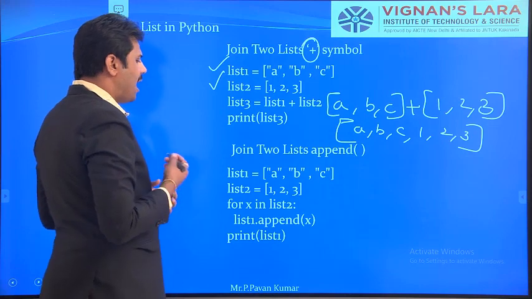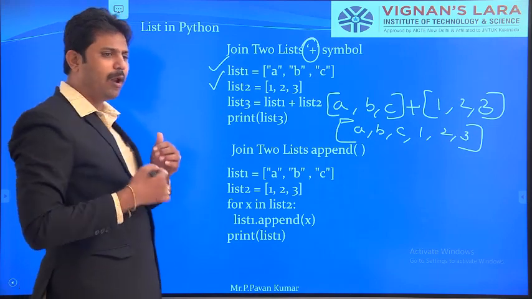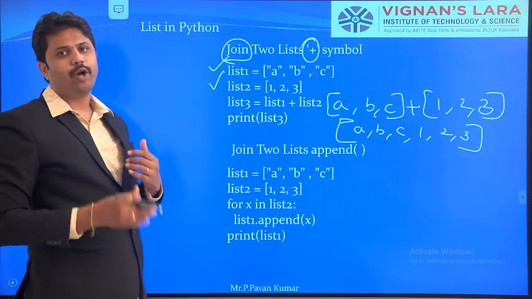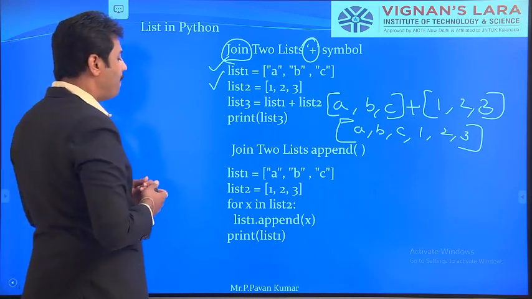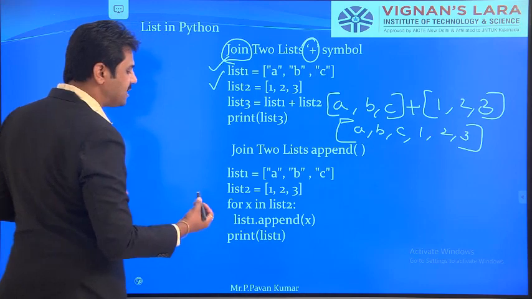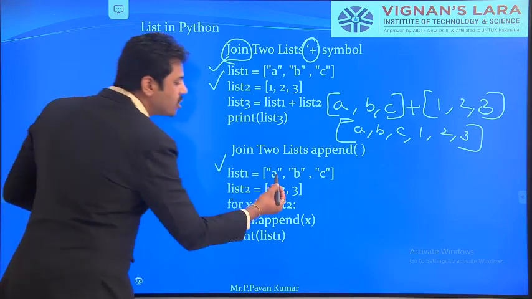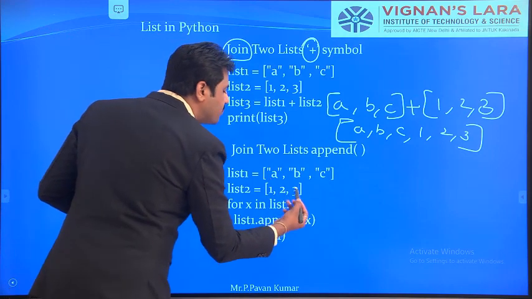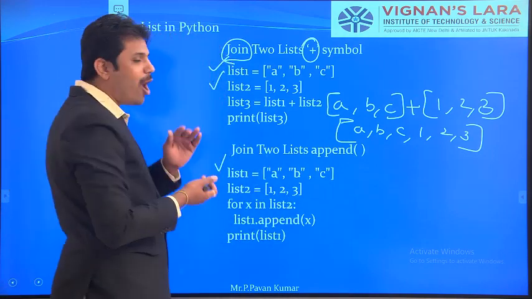Here you are going to perform again, this is also a join operation. Now we are going to perform the join operation by using a for loop. Let us see. I have a list 1 which contains A, B, C. Next, list 2 which also contains 1, 2, 3. I want to join these two.